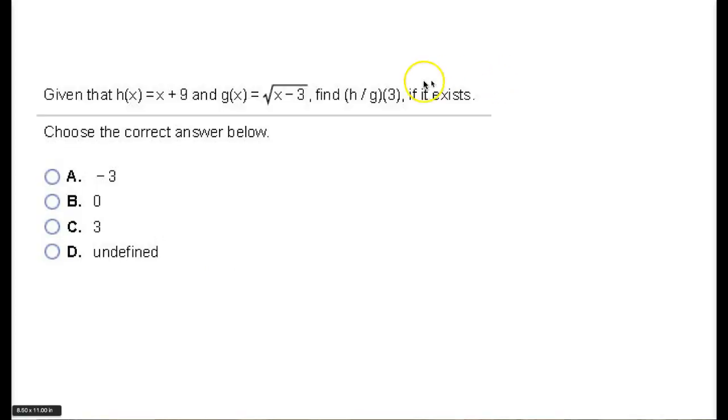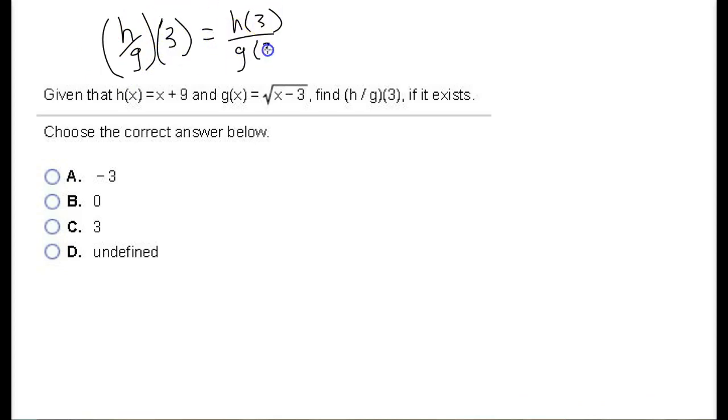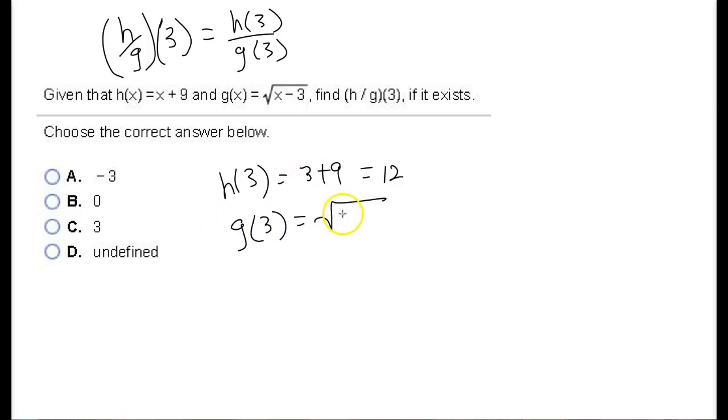All right, so for this question, we have the quotient of h and g, and we want to evaluate that at 3, which means we have h of 3 divided by g of 3. So if we look at h of 3, since this is h, we just plug in 3 everywhere where we see x, and we get 12. For g of 3, plug in 3 everywhere where we see x, and we'll see that we get 0.